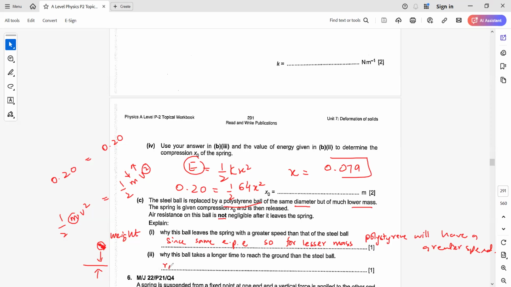So it reaches terminal velocity quickly, and that decreases the vertical acceleration, right? So that's going to be the case here.